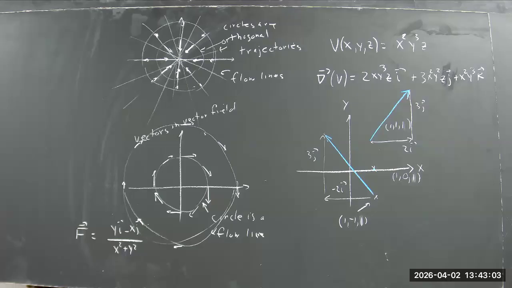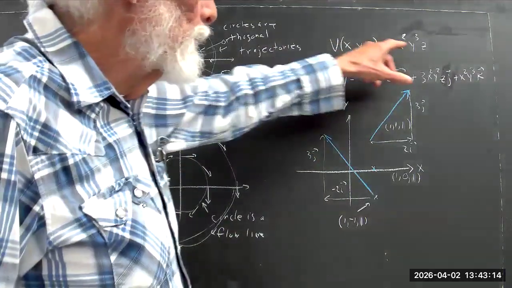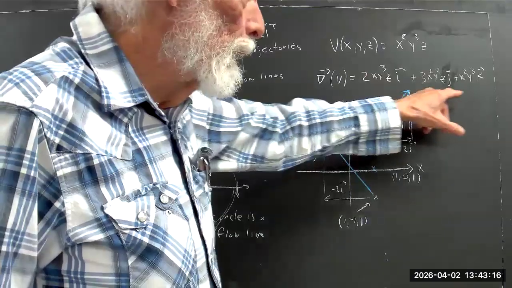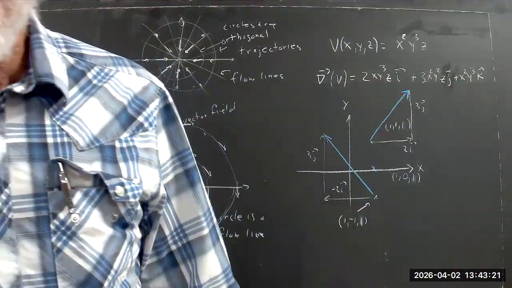There's a lot of stuff here. It says if you've got an electric field, the gradient of the potential. Like if this is your potential function, this would be the corresponding electric field. That's all you've got to know.